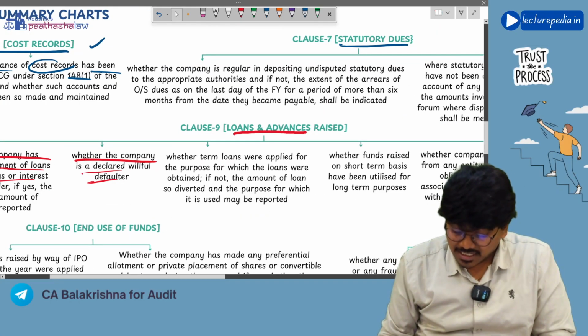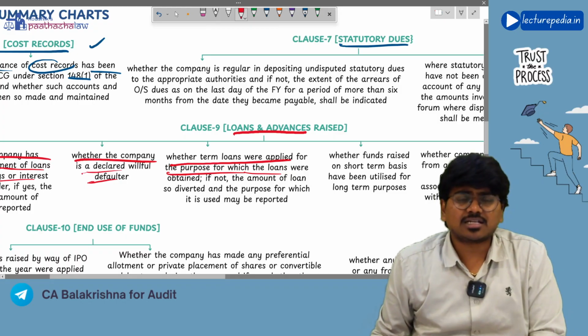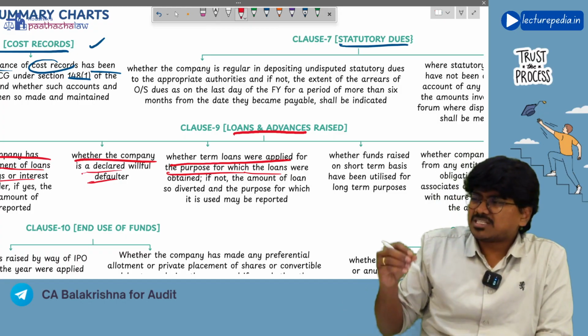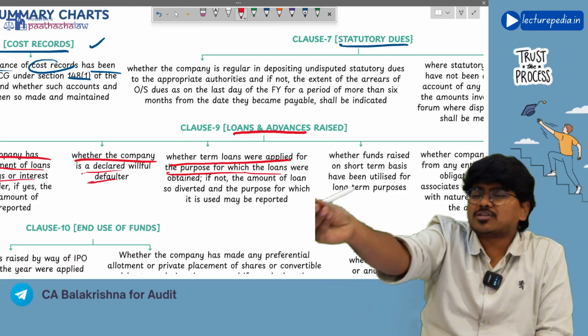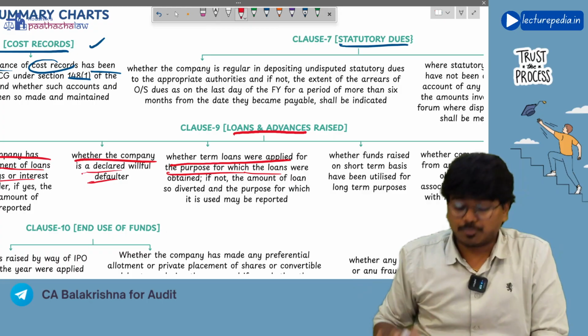Next, whether term loans were applied for the purpose for which the loans were taken. See, when you are taking the term loan, you will take it by specifying the reason that I will use this term loan for so and so purpose. If you don't use that term loan for that purpose, the auditor will report here.